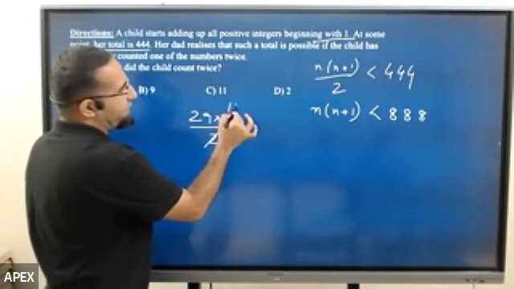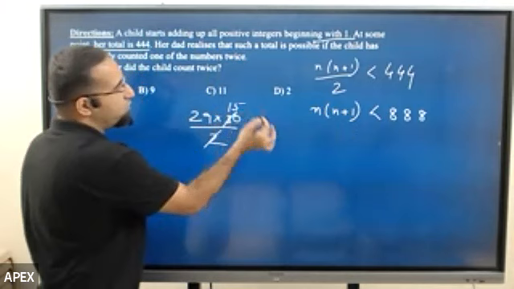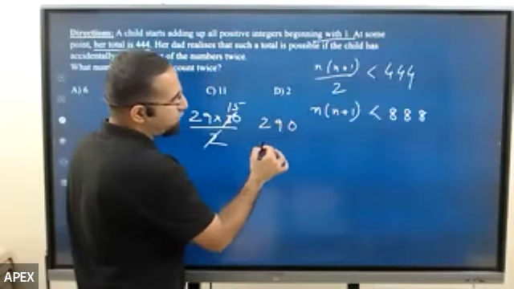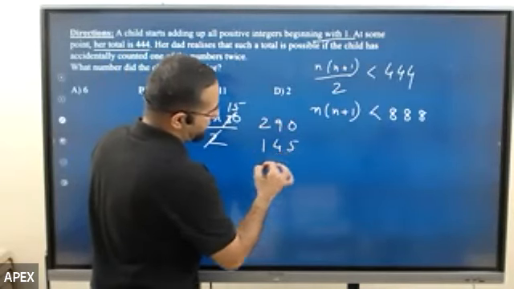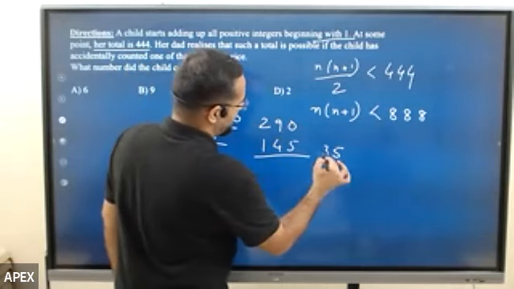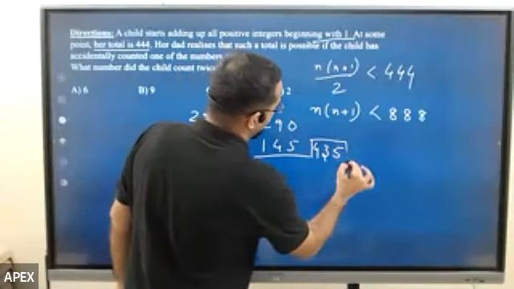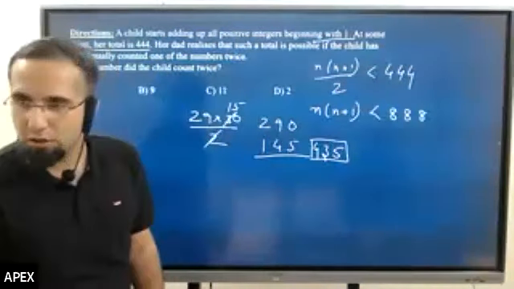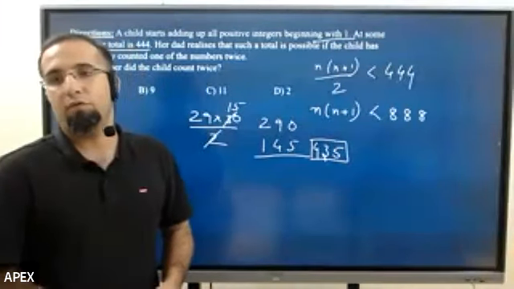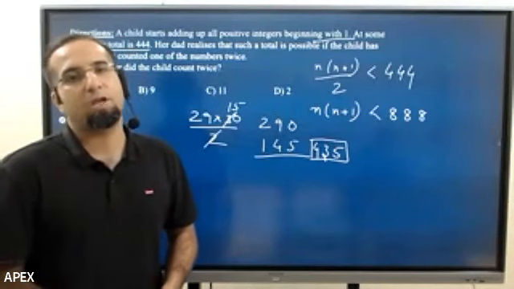That is 29 into 15. What is 29 into 15? 29 into 10 is 290. Half of this is going to be 145, which means I am having 5, 3 and 4. 435 is what I should have got. But the person actually got 444, which means 9 is a number that has been counted twice.